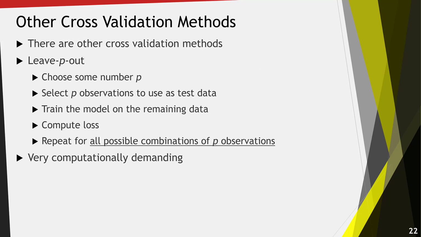K-fold cross-validation isn't the only cross-validation method. There are many other examples. A couple of common methods. There's leave p out cross-validation. In this method, you choose some number p. You select p observations to use as test data, and then you train the model on the remaining data. You then compute the loss function on your test data. You're going to repeat this for all possible combinations of p observations. You can imagine there are many, many different ways to draw a small number of observations from a large data set, so this approach can be very, very computationally demanding.